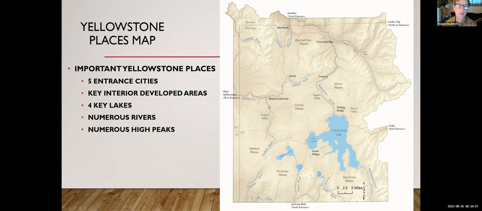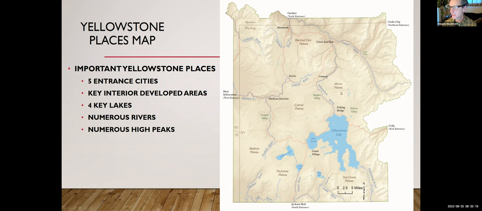There's numerous developed areas in the interior of the park. I would say the biggest developed area is at Old Faithful, which is down in here. There's another large developed area at Yellowstone Lake at a place called Grand Village. Canyon has a developed area. Norris Geyser Basin. Mammoth Hot Springs is where a lot of the administrative offices are for Yellowstone.